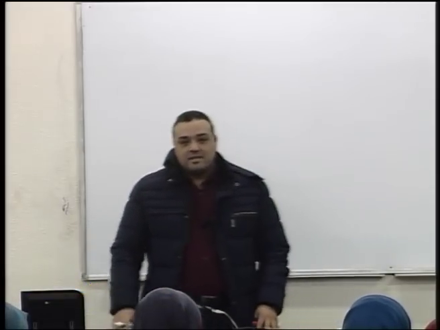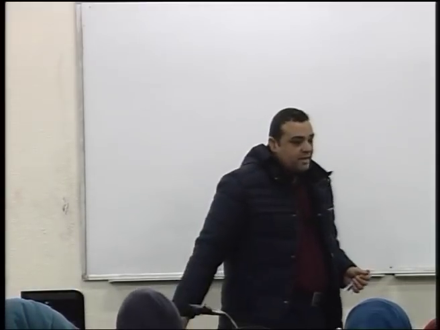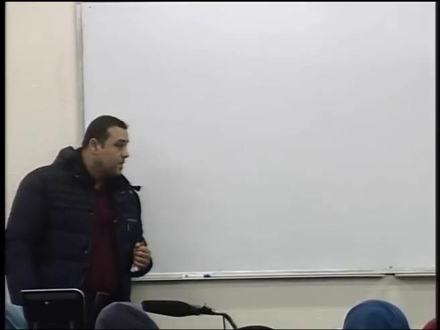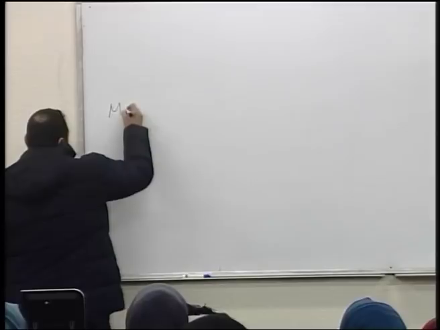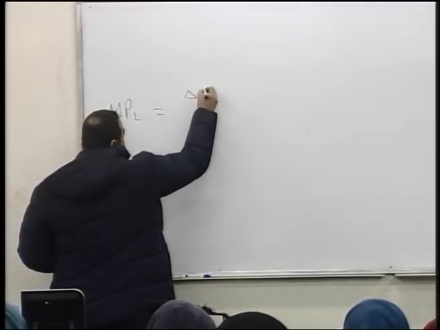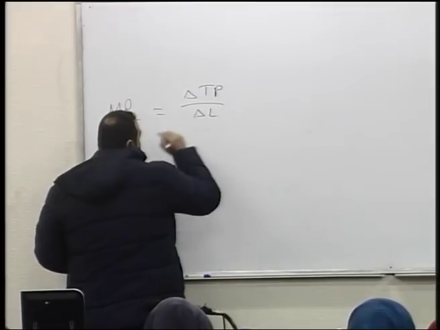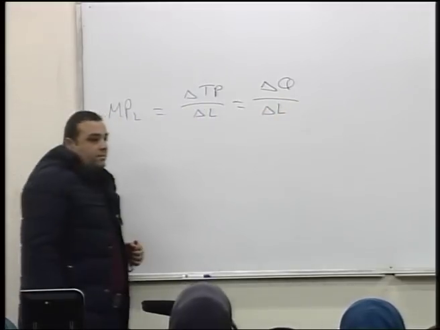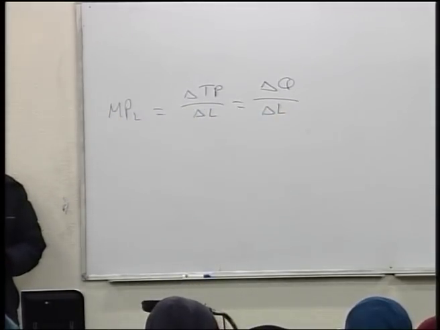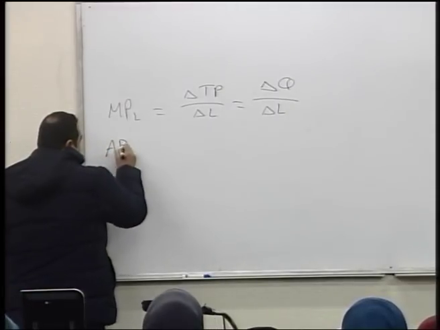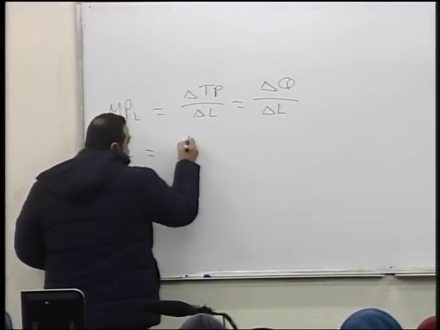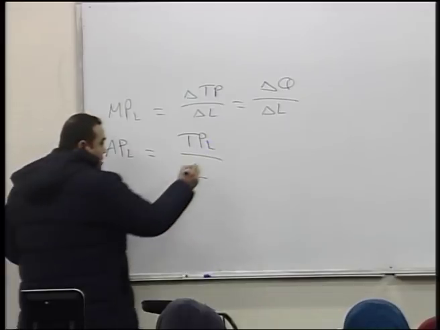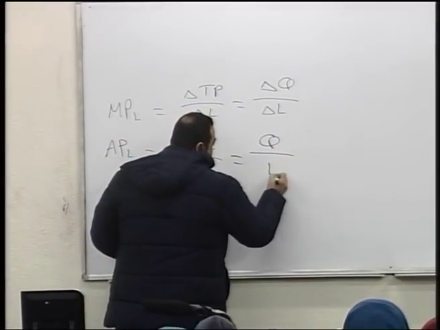Today, inshallah, we are going to complete our talk about the production theory. In the last class, we studied the total production of labor, average production of labor, and the marginal production of labor. And we had an example. We said that the marginal production of labor, MPL, equals the change in total production over the change in number of workers, or the change in the quantity produced over the change in number of workers. And the average production of labor, APL, equals total production of labor over the number of workers, or the quantity produced over L.